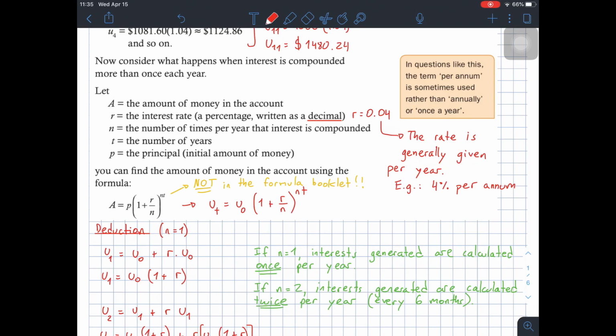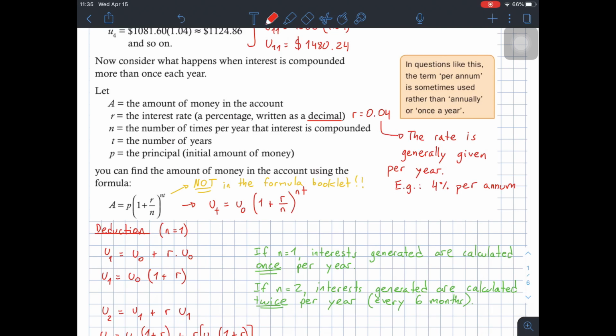That's what the bank, for example, tells you. I'm going to make you a loan with an interest rate of 4% per year. Okay, then we have n, which is the number of times per year that the interest is compounded. So this is a new concept.